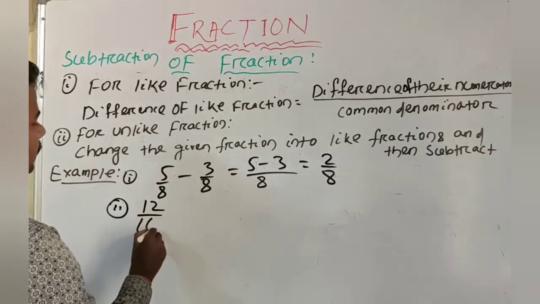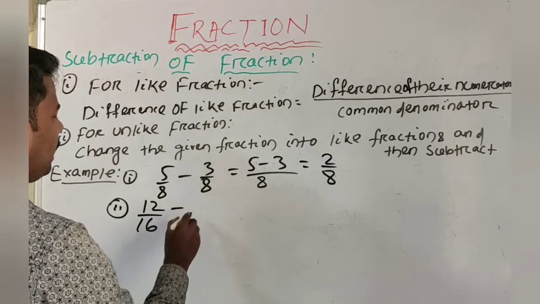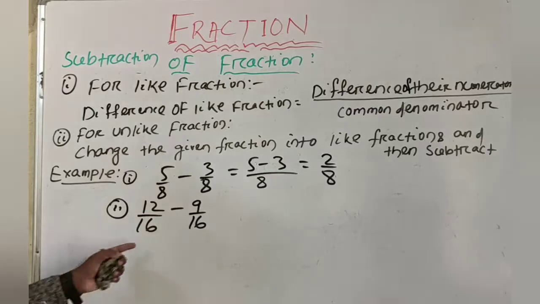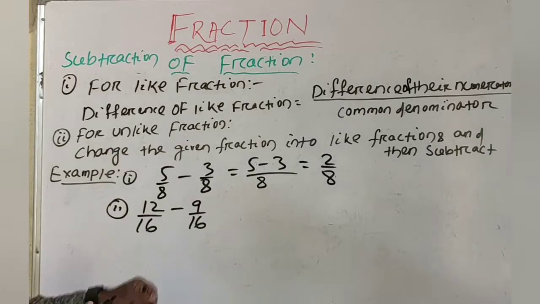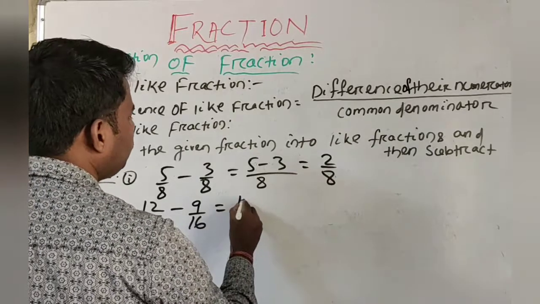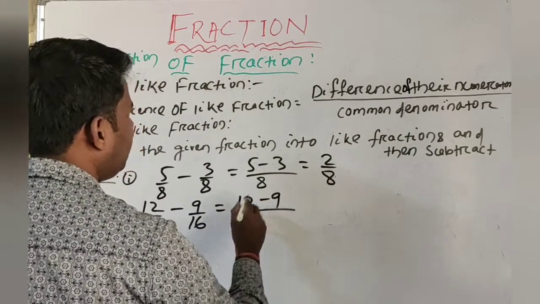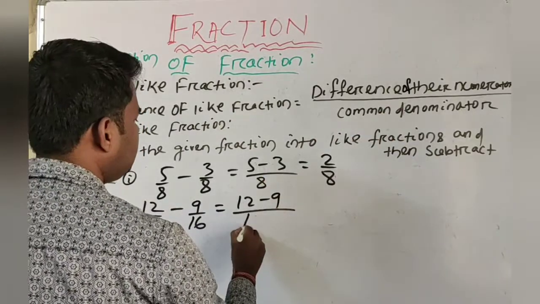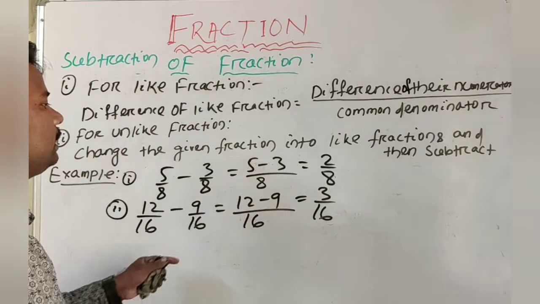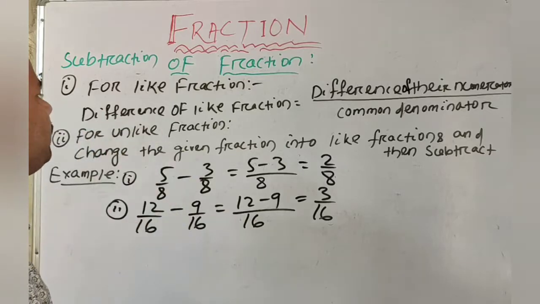12 by 16 and 9 by 16. Here both have the same denominator, that means both are like fractions. How will you subtract? Difference of their numerators. 12 minus 9 divided by the common denominator 16 is equal to 3 by 16. So in this type we can subtract like fractions.